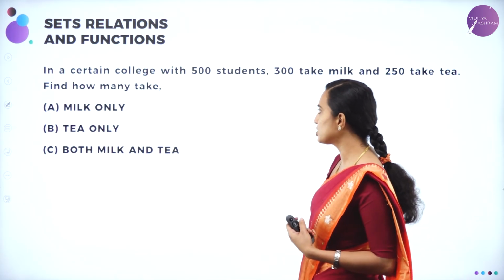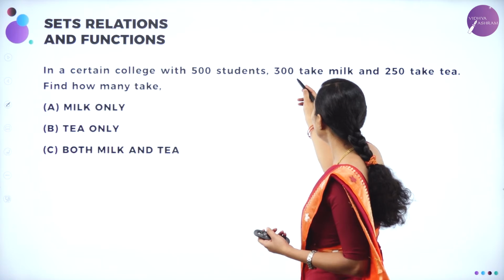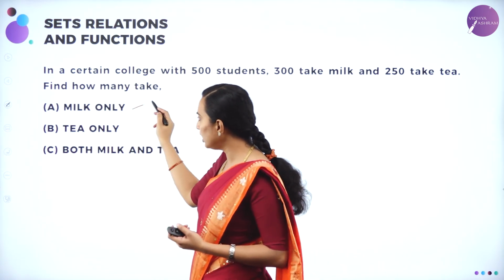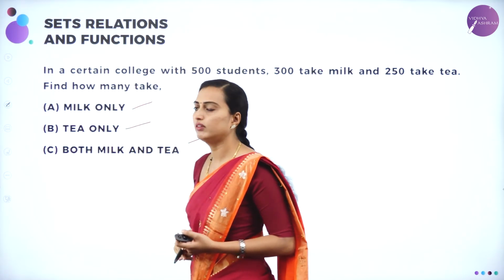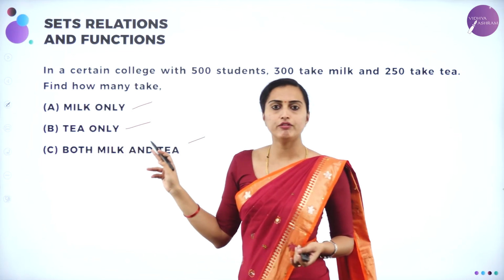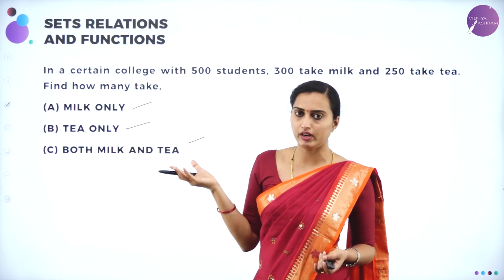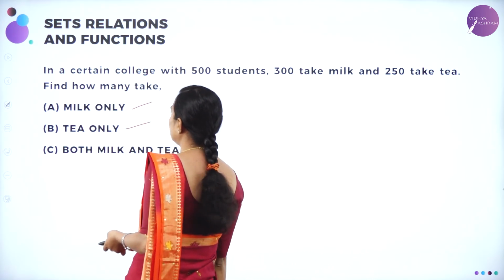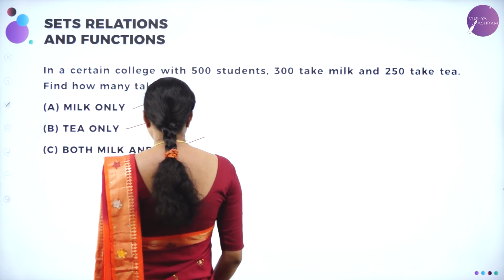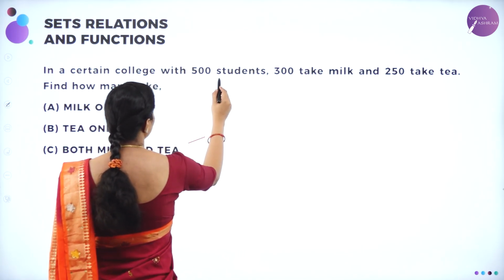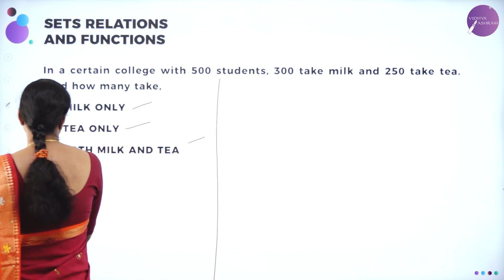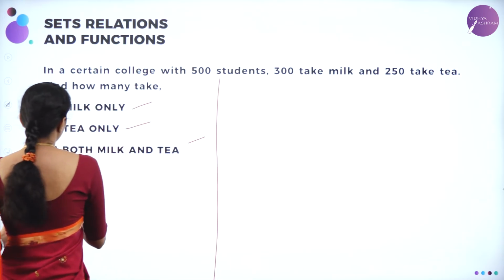In a certain college with 500 students, 300 take milk and 250 take tea. Find how many take only milk, only tea, both milk and tea. N of M, N of T, N of both milk and tea means N of M and T, M intersection T, you need to find out. Okay, let me find this out by taking the formula as they have given it, N of M union T.